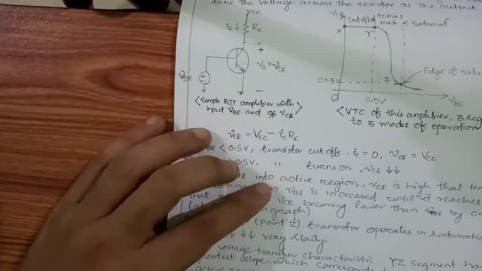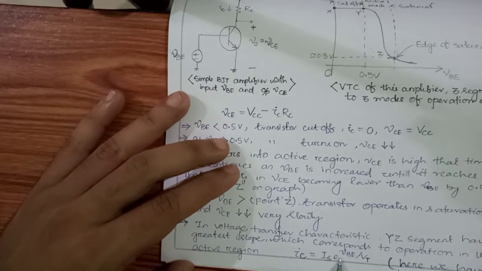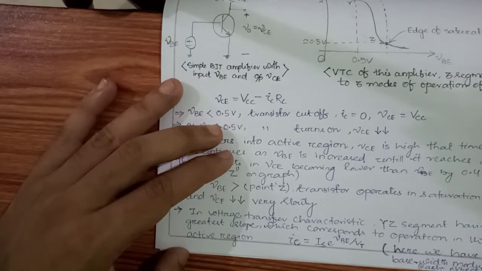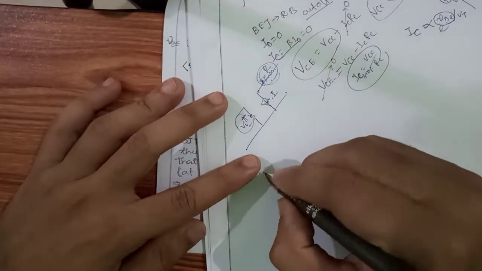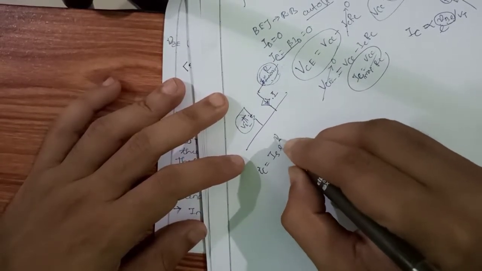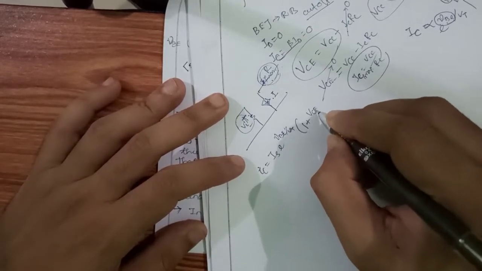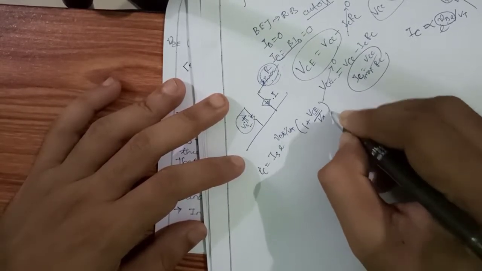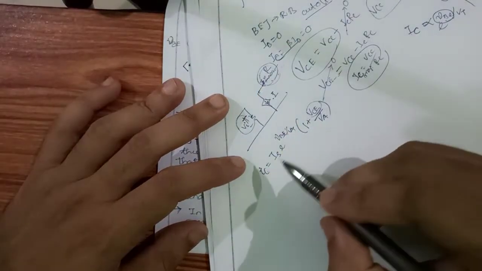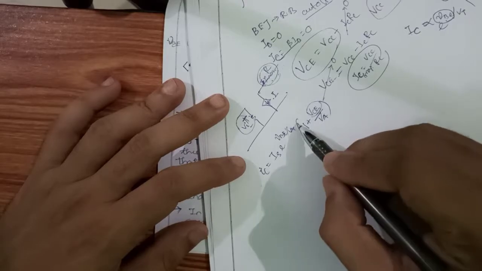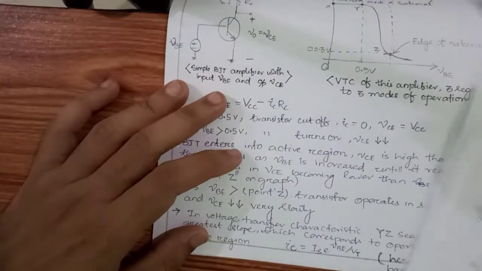Okay, so in the active region we know our IC value is nothing but Is e power VBE upon Vt. Here we have not taken the early effect, because with the early effect our IC current depends upon VCE: IC is nothing but Is e power VBE upon Vt multiplied by 1 plus VCE upon VA. This is because of the early effect our IC depends upon VCE, but generally in the active region our IC does not depend upon VCE. Here I have not taken this early effect, that's why our IC is only Is e power VBE upon Vt.